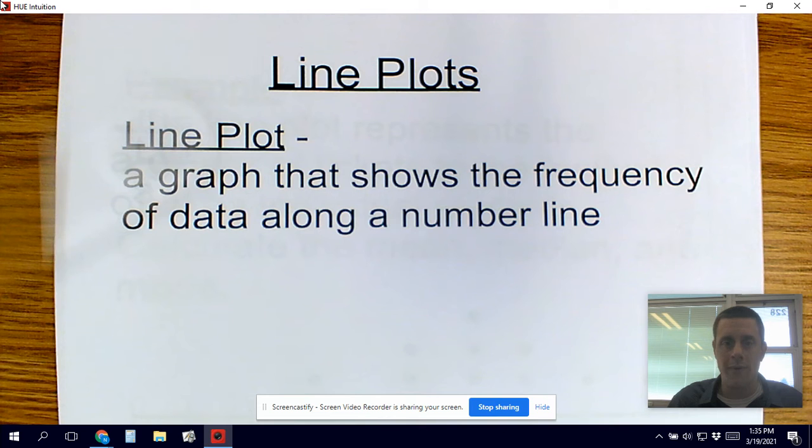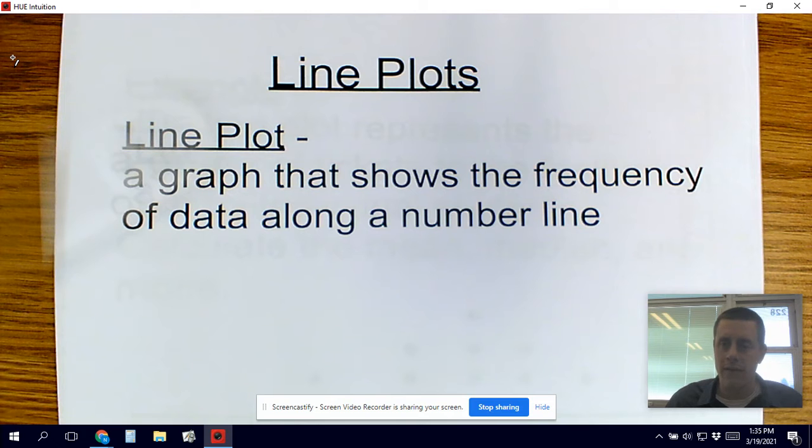Today we're going to start working with data distributions by visually representing data sets, and that first visual representation is on the screen. It is called a line plot. So please grab a notebook, grab a pencil, grab a calculator, and work along with me as we discover the wonderful world of line plots.